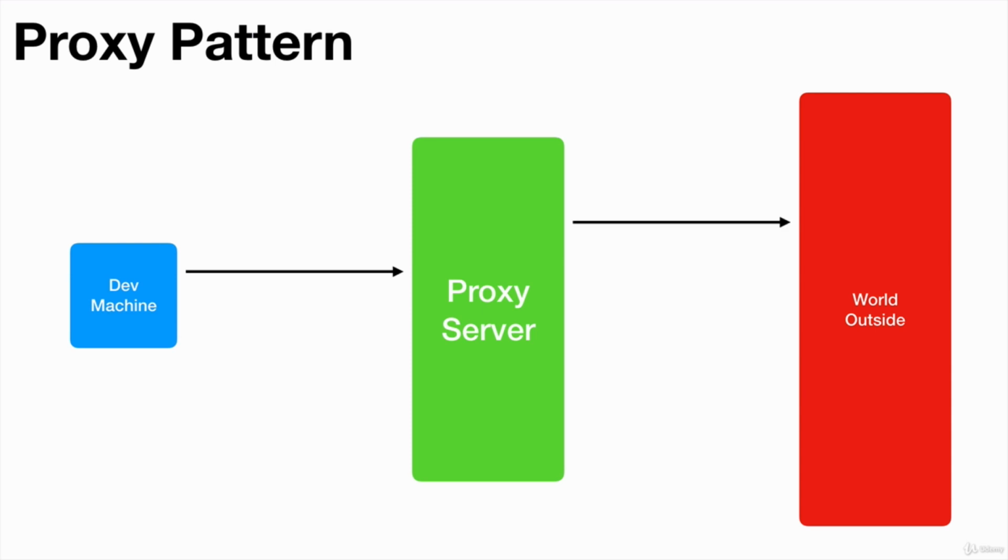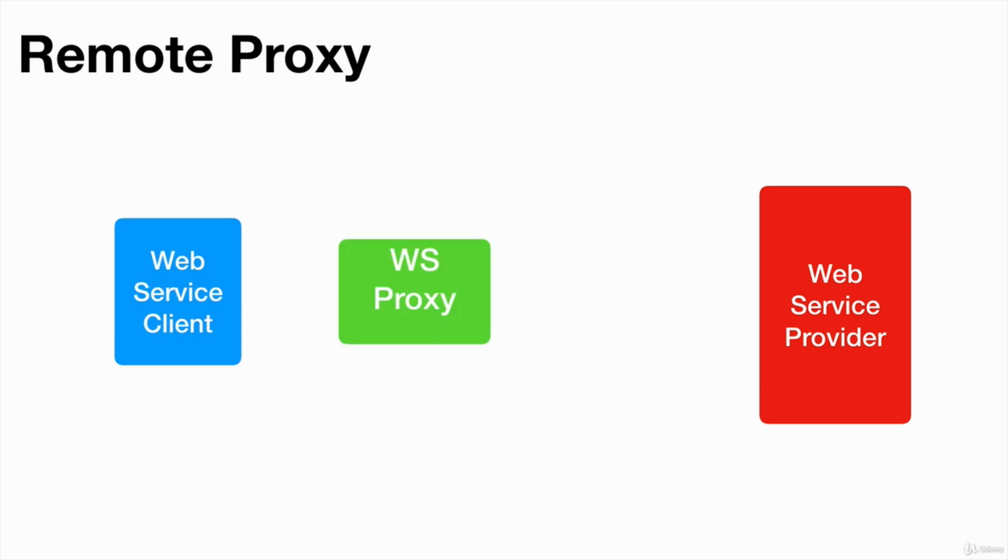This proxy server is responsible for connecting to the internet, downloading the required libraries, and then handing them over to your dev machine. So this proxy acts as if it is the internet, or it is a placeholder. In place of the real object, we use a proxy object for various reasons. The first reason could be a remote proxy. When we work with web services or enterprise Java beans, we use remote proxies.